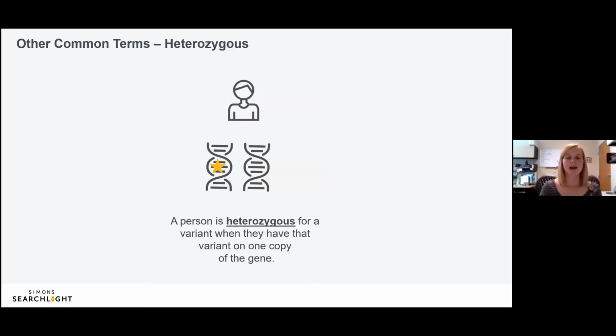When a person has a pathogenic genetic change in GRIN2B, they're called heterozygous. That means that of their 2 copies of the gene, one of them has a genetic variant in it.